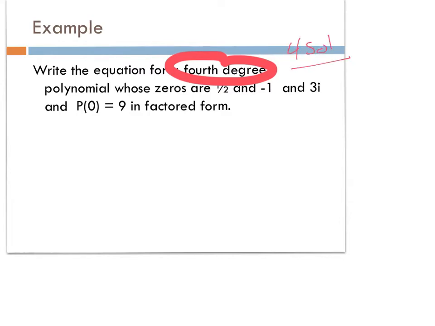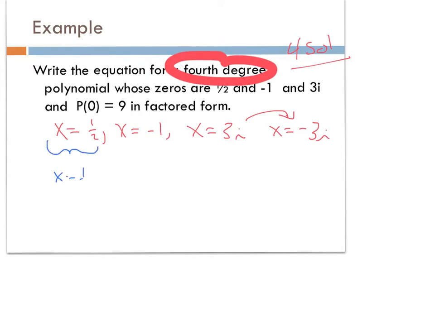Okay, so four solutions. So I know x is equal to 1/2, x is equal to -1, and x is equal to 3i. Well, complex conjugate theorem says that if 3i is a solution, so is -3i. So there are my four solutions. The one thing that I'm going to do here, though, is I'm going to take this right here because of the fraction, actually going to work with it to make it easier.